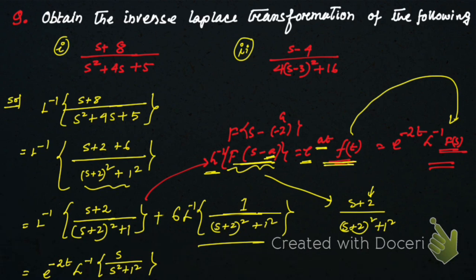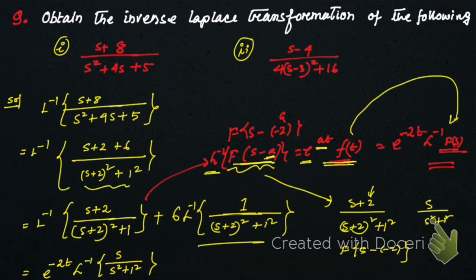So then this is your f of s minus minus 2, right? In that case, your f of s must be s by s square plus 1 square. So hope you have understood these things.